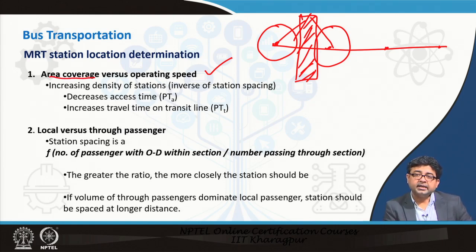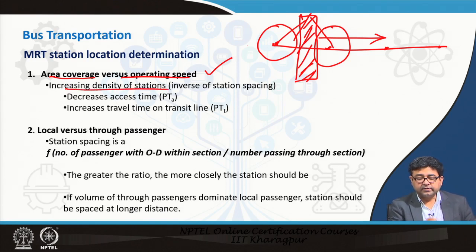So, how much area should a metro station cover? That is one determinant. The other is operating speed. The operating speed is the speed of the transit vehicle itself. Okay. So, what is the trade off that is being made here? If you increase the density of the stations in order to increase this area coverage, where density of stations means number of stations per kilometer, maybe you put another station right in the center.